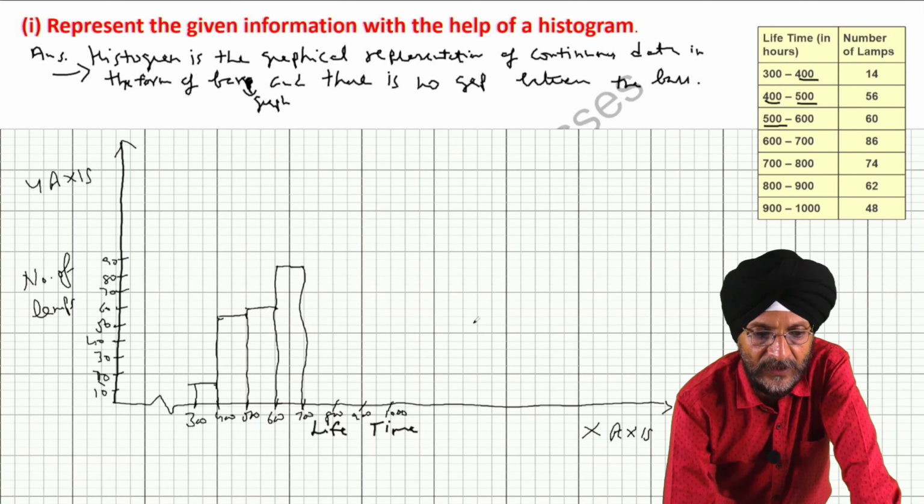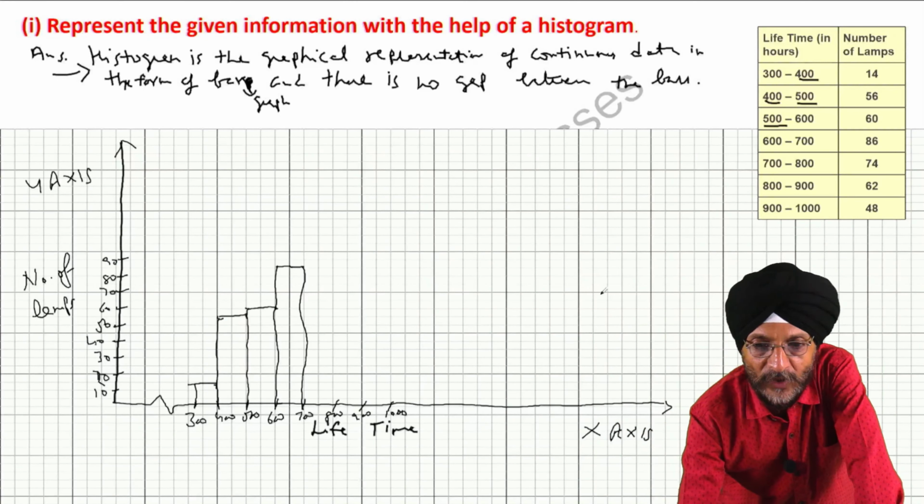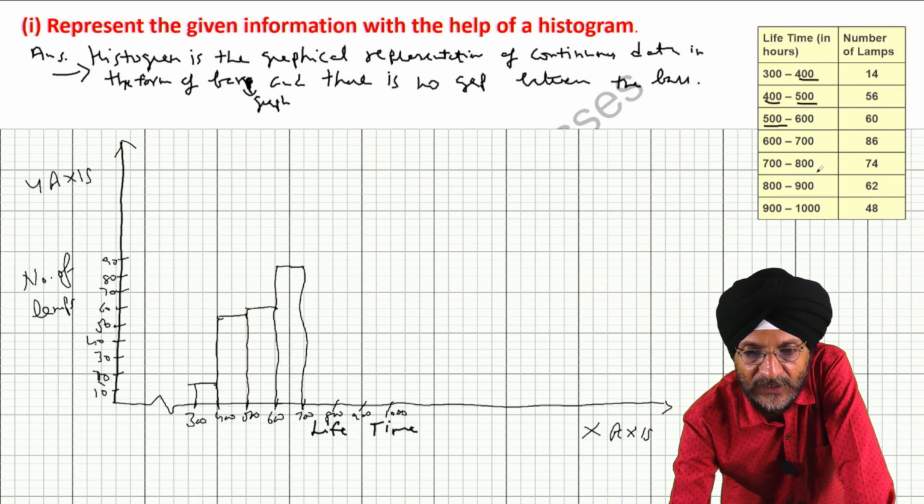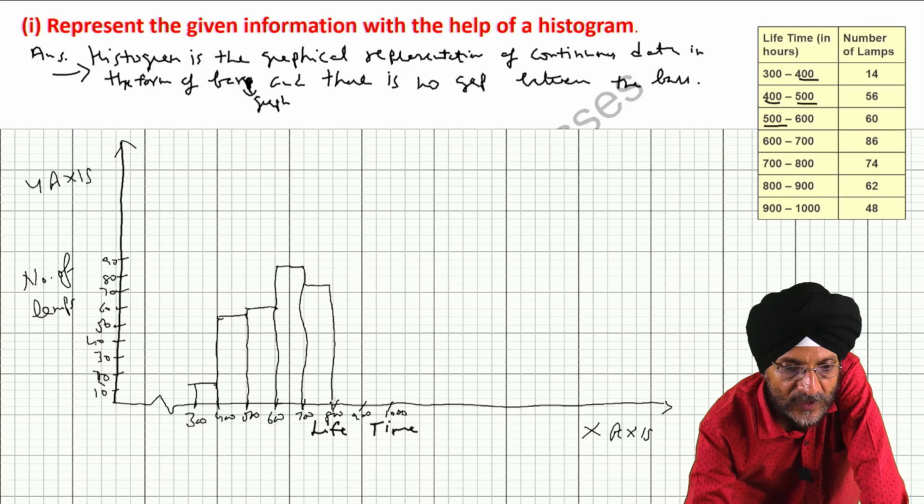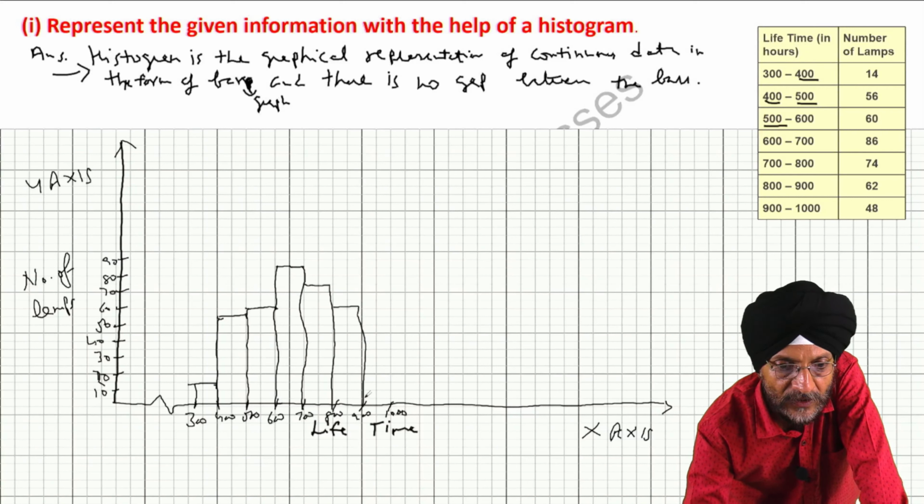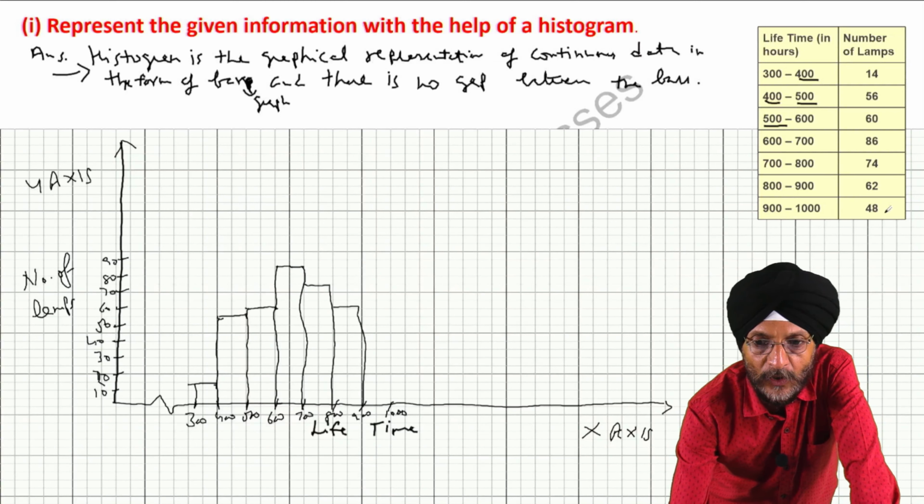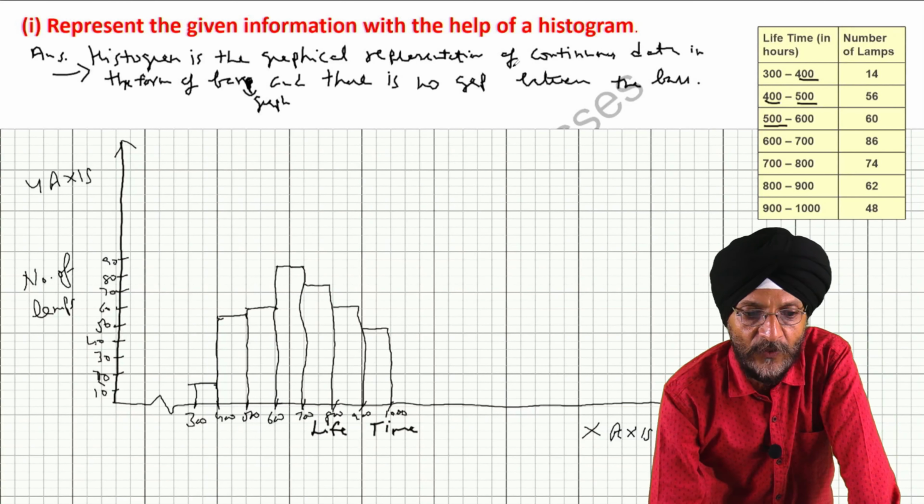You have to draw a straight line because we are not in a position to rotate the answer sheet, just like in the exam you can. This is 700 to 800. 74 will lie somewhere here. Then this is 62. Then 800 to 900. Then 900 to 1000, the number of lamps is 48. It will lie somewhere between this point. So we have formed this histogram.